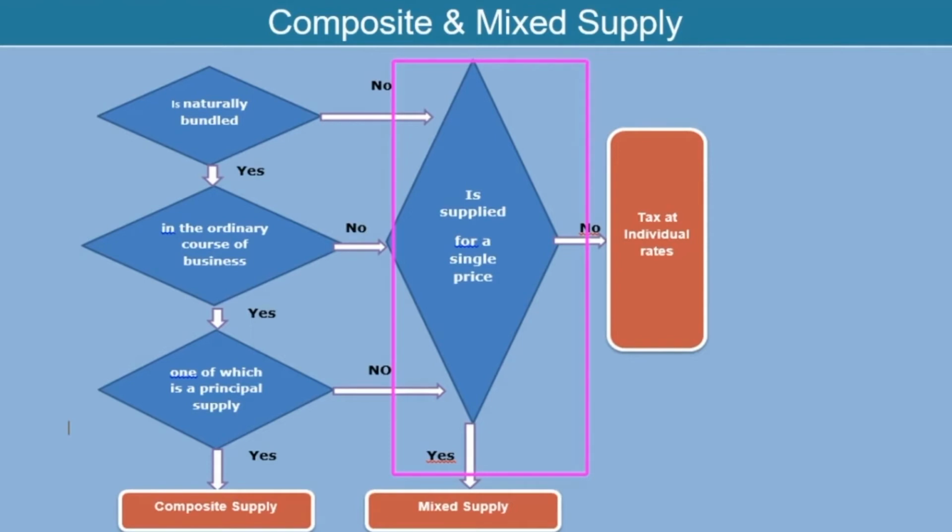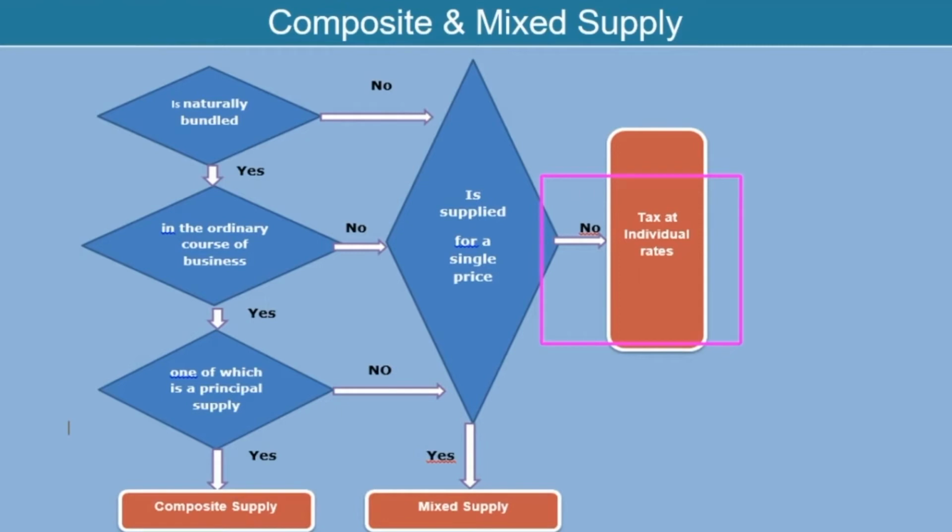Is it supplied for a single price? If the answer to this question is yes, then that becomes a mixed supply. But if it is not supplied for a single price, it means separate prices or separate charges are applied on individual items of supply, then it will not be treated as mixed supply. But separate tax rates will be applicable on individual items.